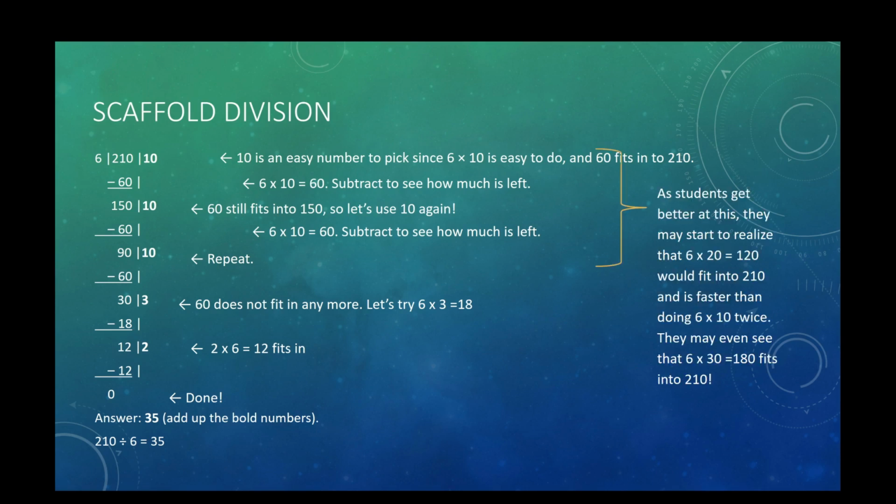And up here, you might have noticed, if you had to keep doing 10 over and over again, you could have done 20. Right here, right? 6 times 20 is 120, which would fit into 210. Or you could have done 30 right here, which fits even better. And that way you start getting close to your standard algorithms for division. But when you show this to me on a quiz or test, I want you to show it to me with the easy numbers that a 4th or 5th grader might use.